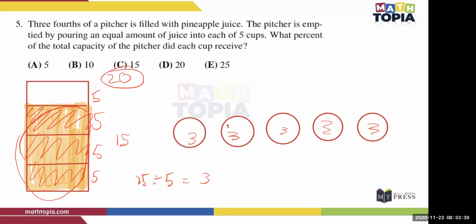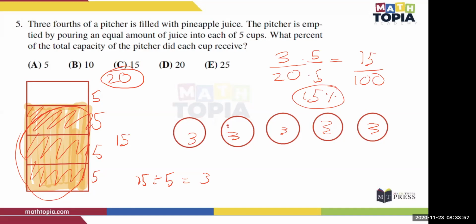Well, the total capacity of the pitcher is 20, and each cup received 3. So we have 3 over 20. To turn this into a percent, we need the denominator to be 100. So we multiply by 5 over 5. We get 15 over 100, which is the same as 15%. That seems very understandable. I like how you made 100, because out of 100, you got 5 times 15 over 100.